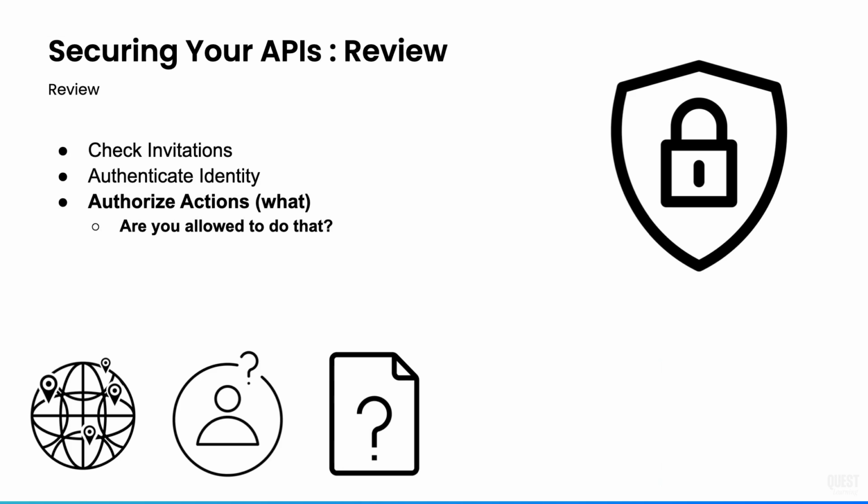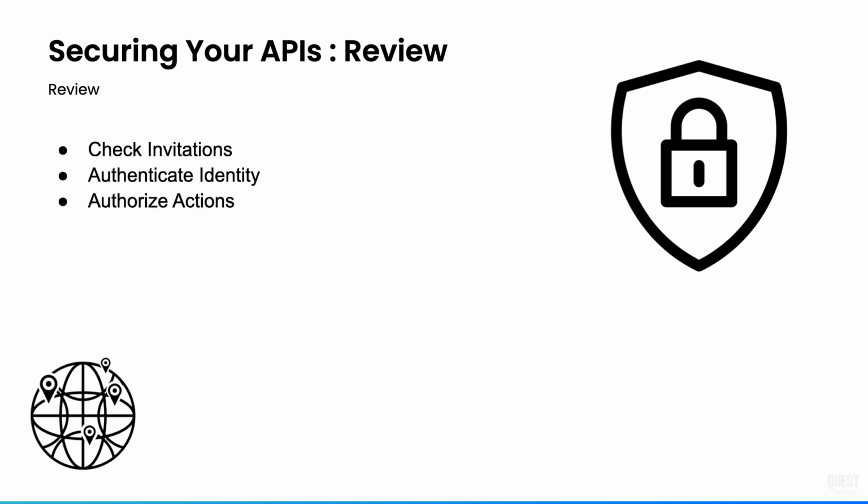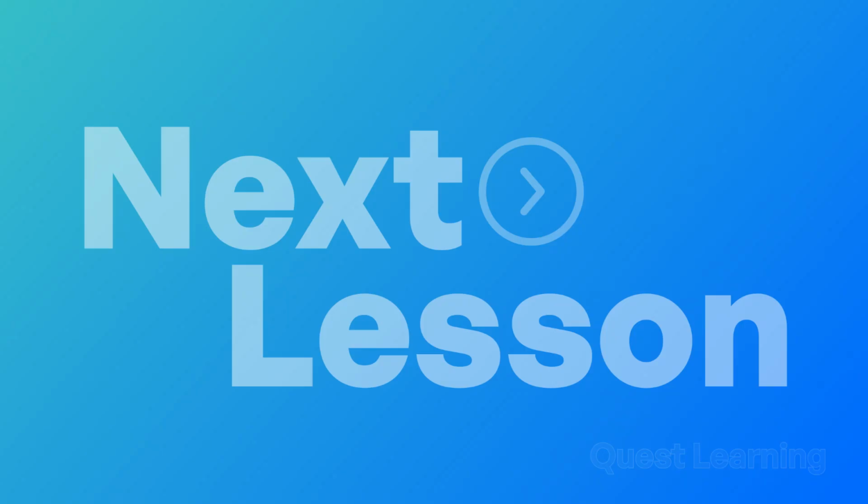The third step is authorizing actions, the what step. What permissions do you have? Are you allowed to write? Are you allowed to delete and read, and so on and so forth? And those are the three steps: invitation, identity, and actions. And that's how you secure your API.